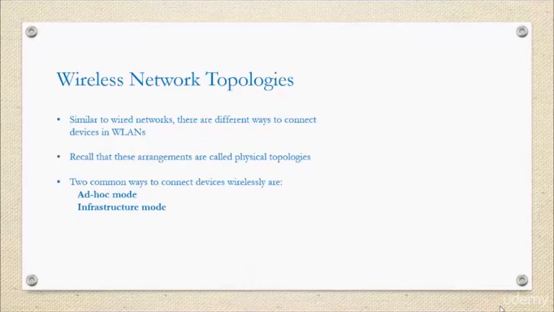So let's talk about wireless network topologies. Similar to wired networks, there are different ways to connect devices on a wireless local area network. Recall that these arrangements are called physical topologies. And just know that when you're connecting wirelessly, the physical location of your device does not necessarily matter as much as it does when you're using a physical cable. There are 2 common ways that you can connect devices wirelessly: ad hoc mode and infrastructure mode.